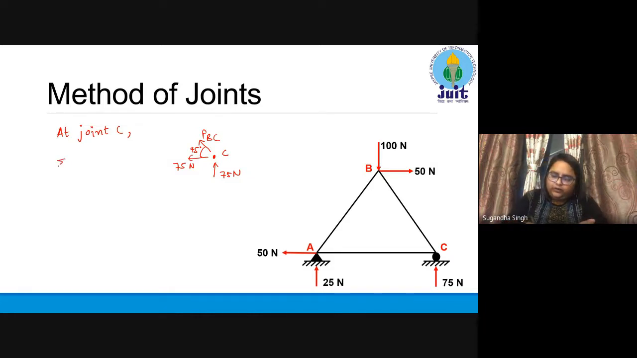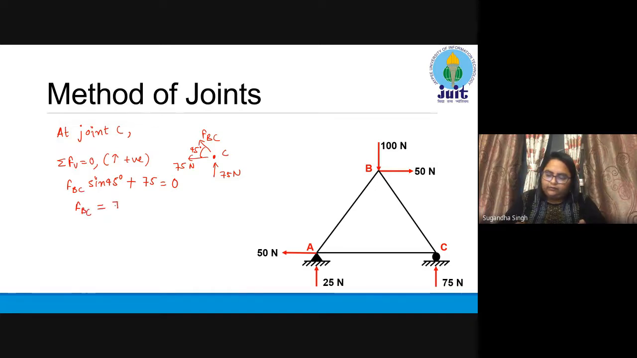So let's go with vertical forces equal to 0, assuming upward is positive. FBC sine 45 degree plus 75 is equal to 0. FBC thus becomes 75 negative root 2 Newton. Again, this is negative in nature, so this is a compressive stress. So here we show these loads.